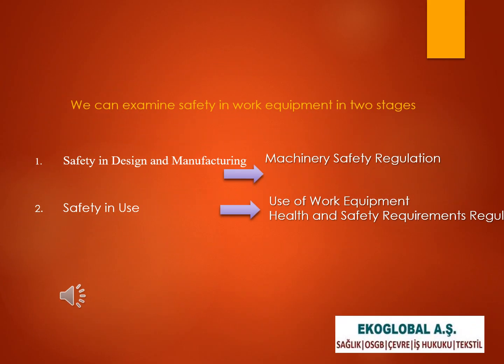Safety is examined in two stages: safety in design and manufacturing, and safety in use. Safety in design and manufacturing is linked to the Machinery Safety Regulation. Safety in use is linked to the health and safety requirements for the use of work equipment.